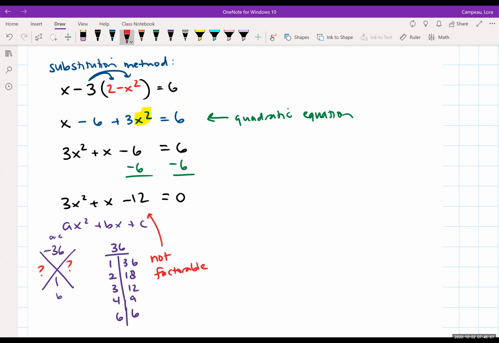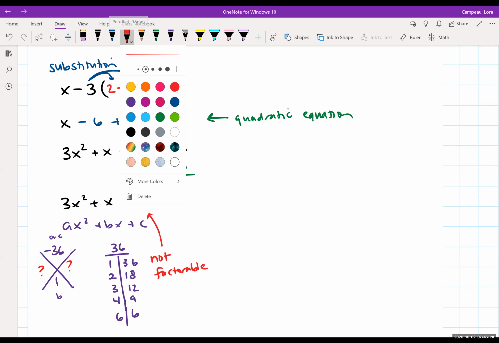And if something's not factorable, we have a few more options to take. You have your choice. I know my choice, but you can choose to complete the square in order to solve for x, or you can choose to use the quadratic formula. And you guess which one's my favorite? If you said quadratic formula, you were correct. So if it's not factorable, I am going to use that quadratic formula.